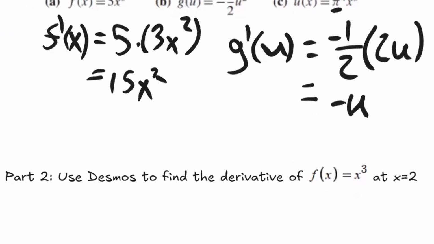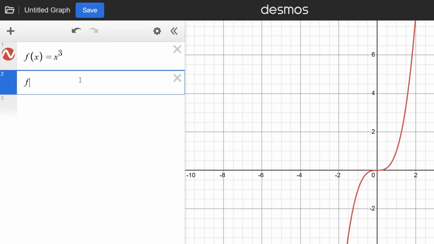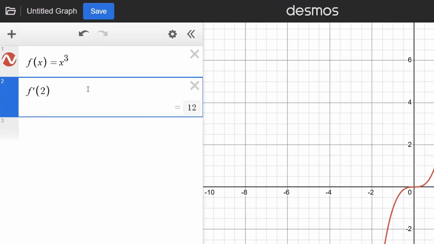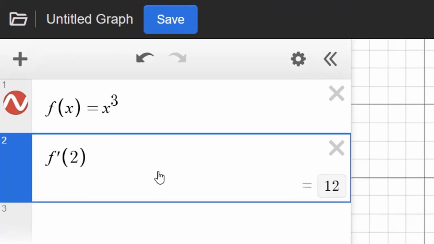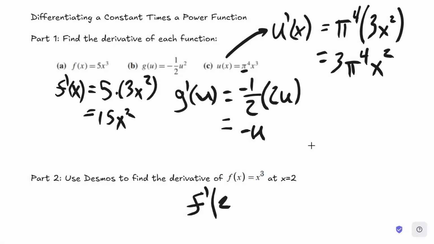The second part of this is we want to use Desmos to find the derivative of f of x equals x cubed at x equals 2. Now for Desmos, if you type in f prime of x, it will graph the derivative function, but it won't tell you what the actual derivative is. We know it's 3x squared from what we just did a minute ago. However, you can evaluate it at numbers. So f prime of 2 is 12, and we could write f prime of 2 equals 12.